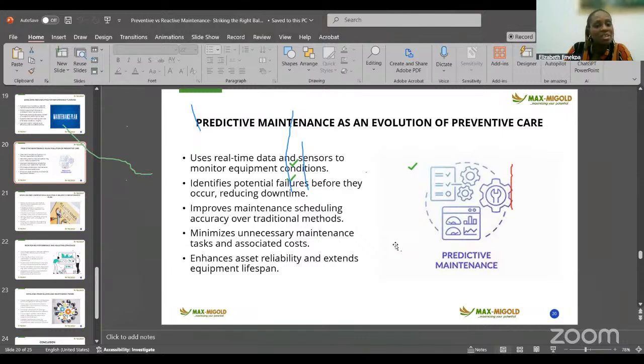Minimize unnecessary maintenance tasks and associated costs. You enhance asset reliability and extend equipment lifespan because you decide to. Like I mentioned earlier, it depends on the assets, depends on the facility, depends on the kind of things you have in place.